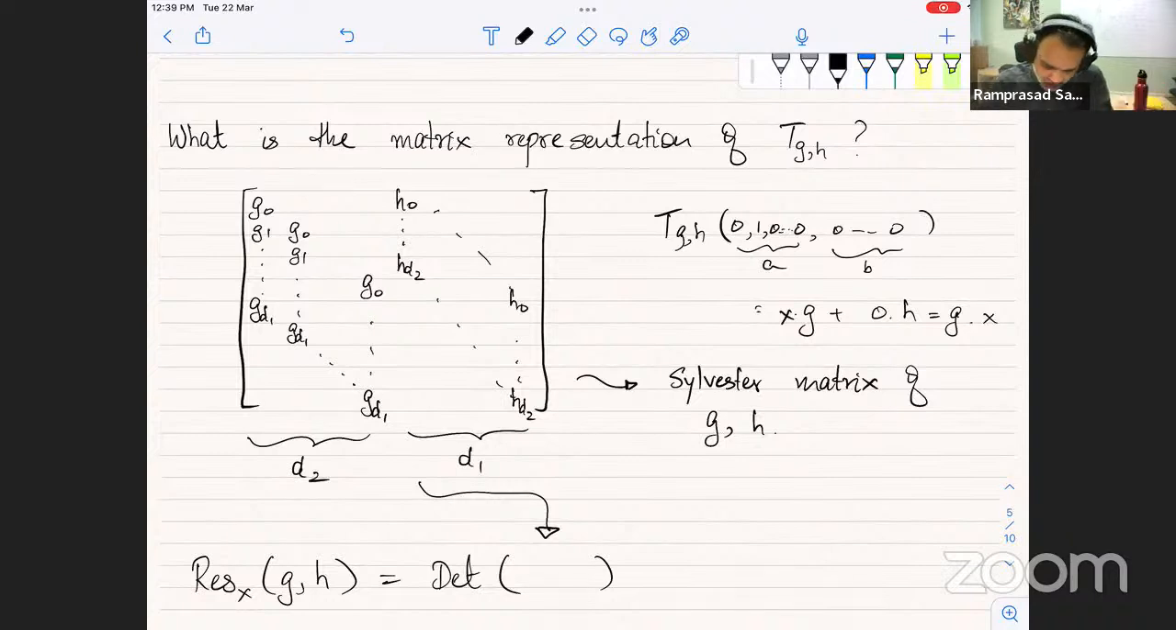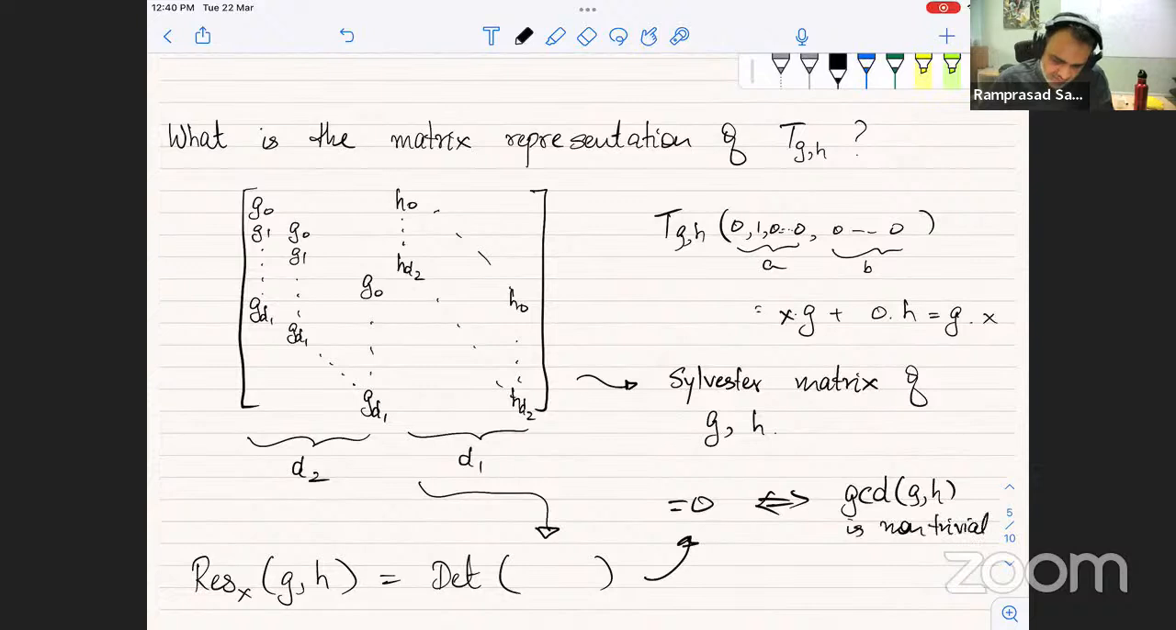Okay, and what do we know? We know that this is equal to 0 if and only if the GCD of G and H is non-trivial, because the determinant being equal to 0 is exactly going to tell you whether there is anything in the kernel or not. Okay, and we just saw that this particular linear operation has things in its kernel if and only if the GCD was not trivial. So somehow the resultant is some weird sort of number.